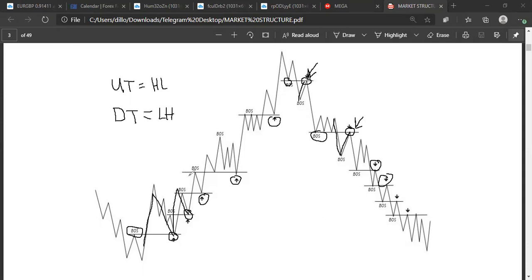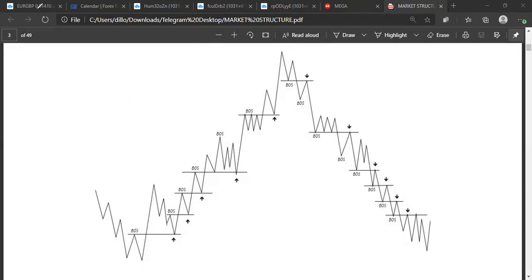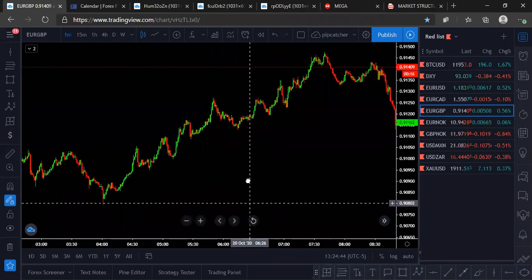And then the break of structures will be your higher high, higher high, higher high. And for a downtrend, you should see breaks of structure on your lower lows: lower low, lower high, lower low, lower high, lower low, and so on. So let's take a really quick look at this on a live chart.